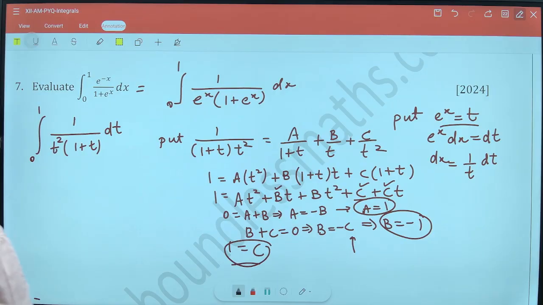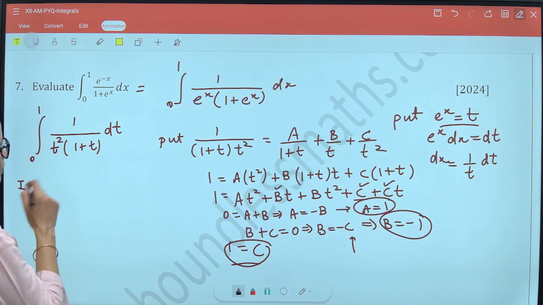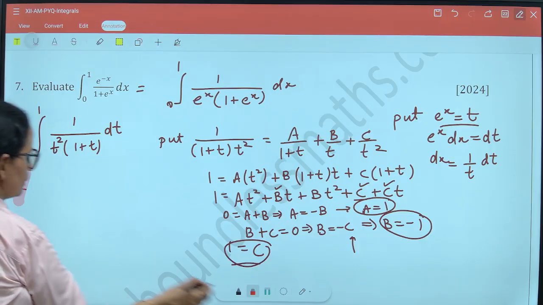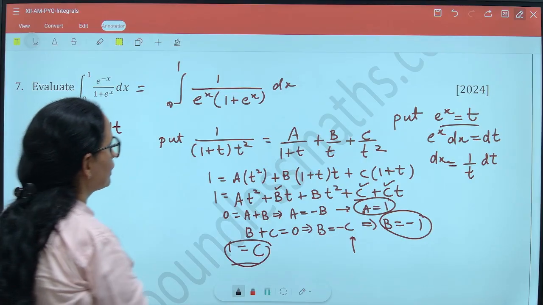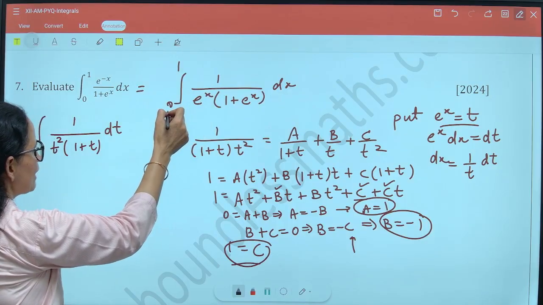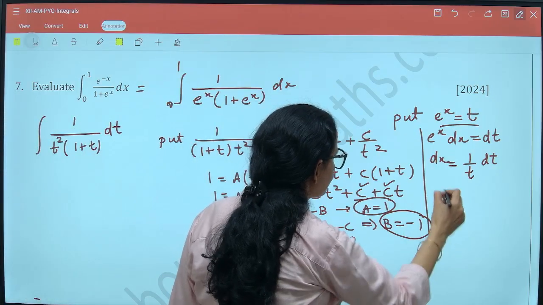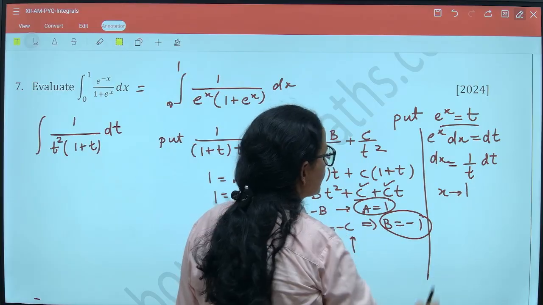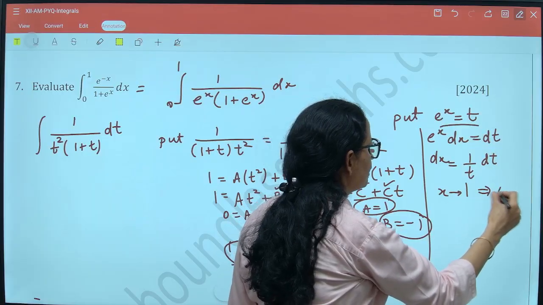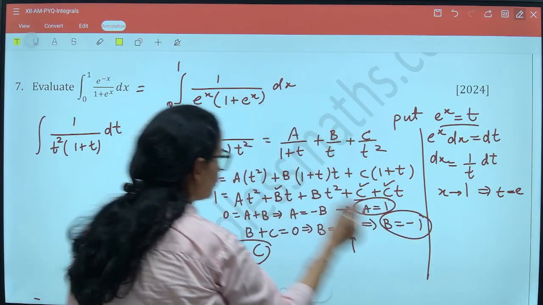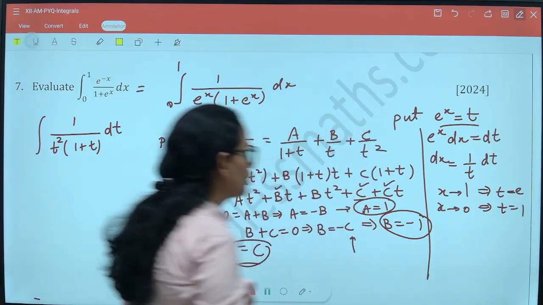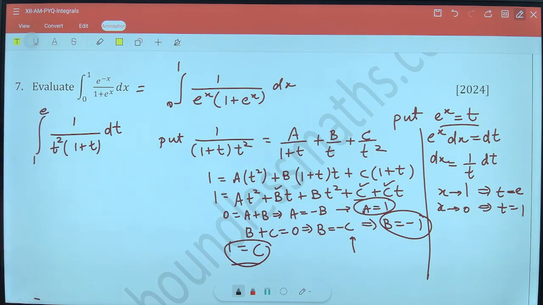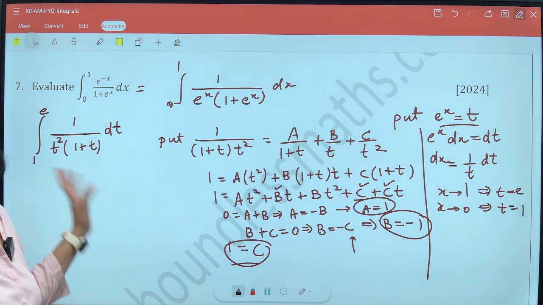So we have the partial fractions ready for the question we have. When we are using substitution with definite integrals, we need to take care of another thing: we need to change the limits also. When the variable was x, the limits were 0 to 1. So if x was tending to 1, then t is tending to e. And when x is reaching 0, the lower limit, e raised to power 0 is 1, so t becomes 1. So now my limits are 1 to e. You need to take care that you have to change the limits also when you are changing the variable.